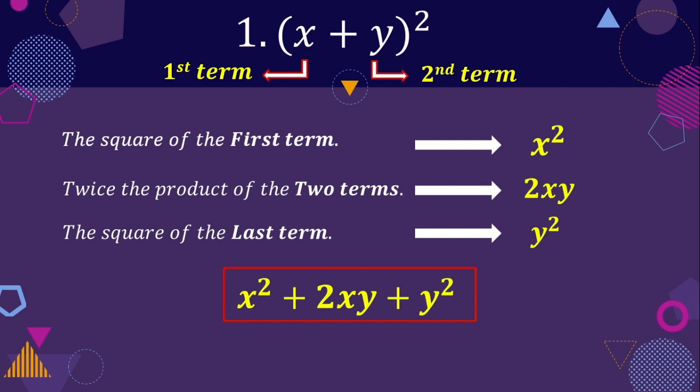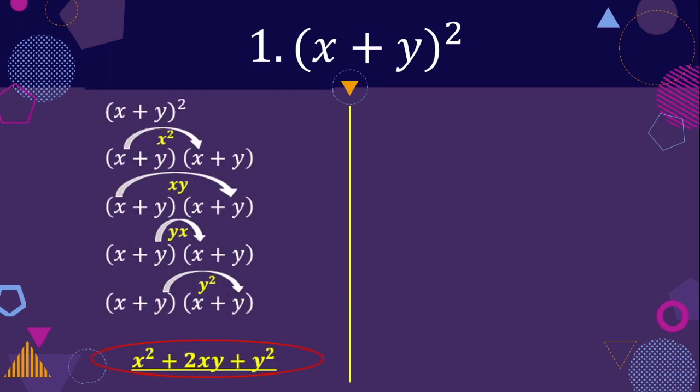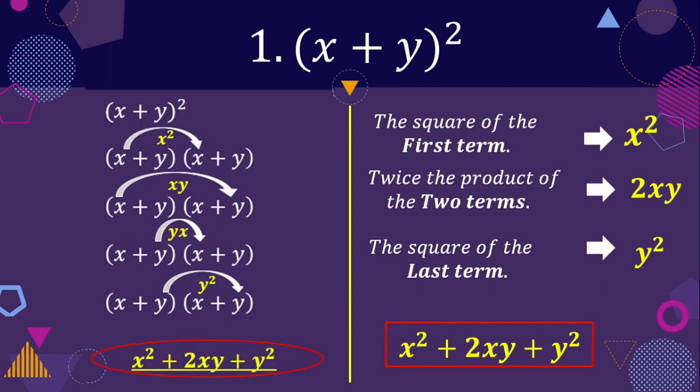And let us compare if we have the same answer as our previous solution. This is our previous solution using the FOIL method. And this is our second solution using the meaning of the square of a binomial. And there we have it. We just have the same answer.